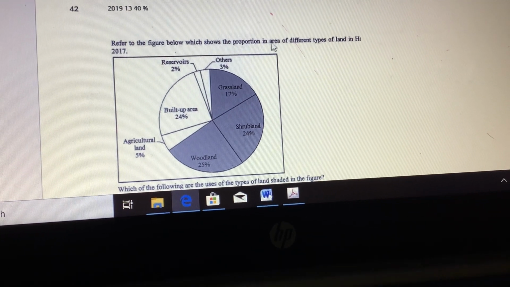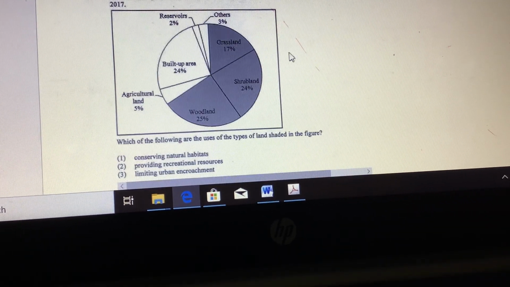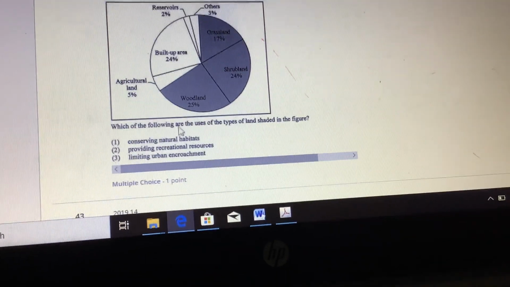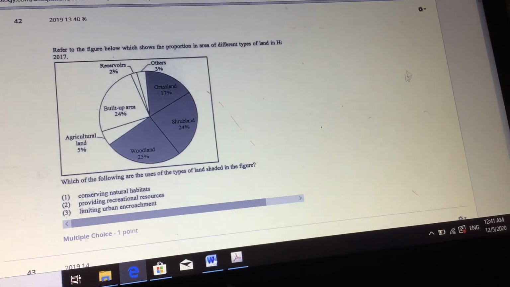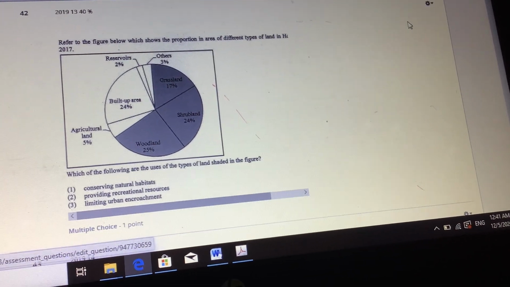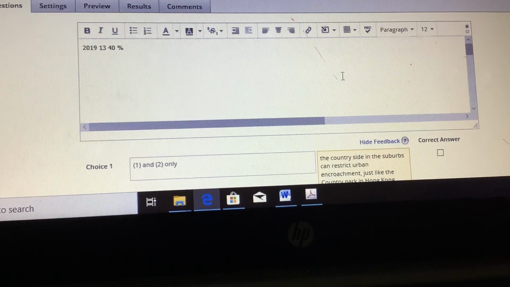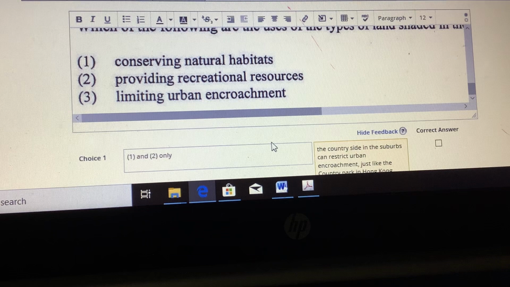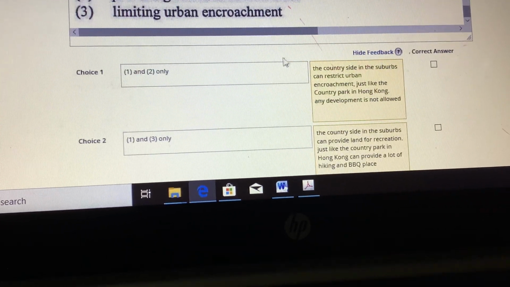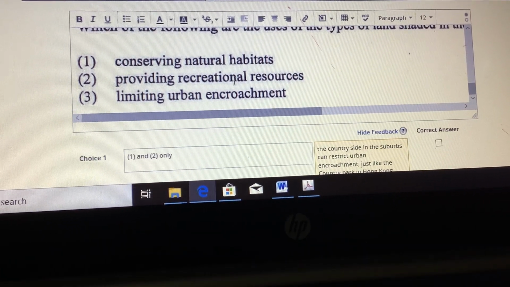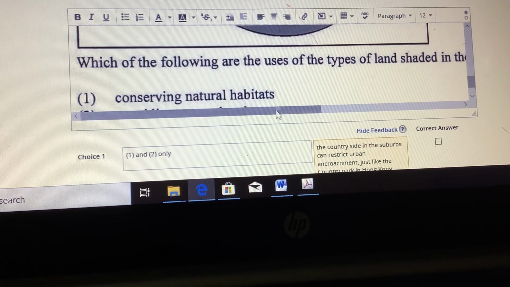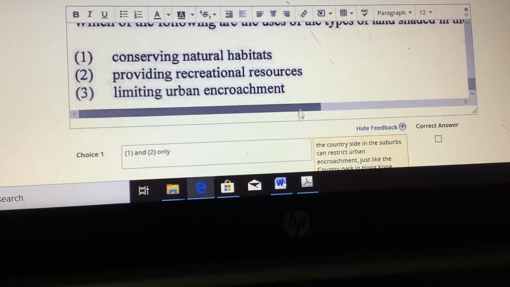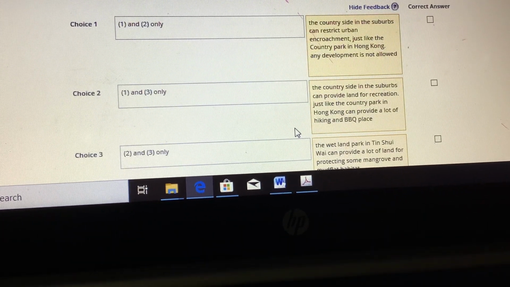Refer to the figure below, which shows the proportion of different types of land in Hong Kong in 2017. Which of the following are the uses of the types of land shown in the figure? What are the functions? Conserving the natural habitat, right? Because all of them are grassland, those kinds of things. Providing recreational resources, also right? You can play in the grassland. Limiting urban encroachment. Yes. 1, 2, 3.